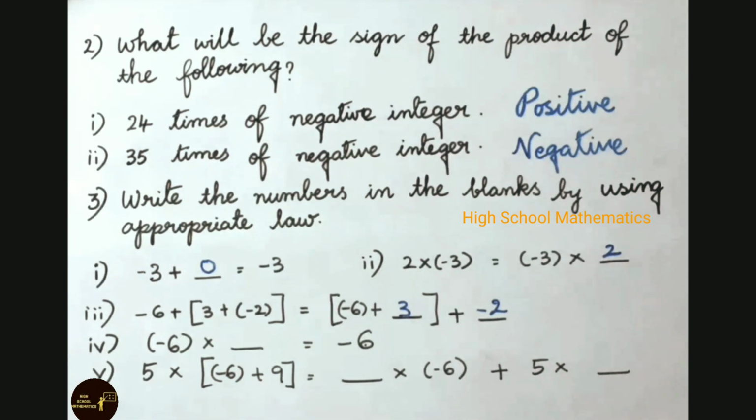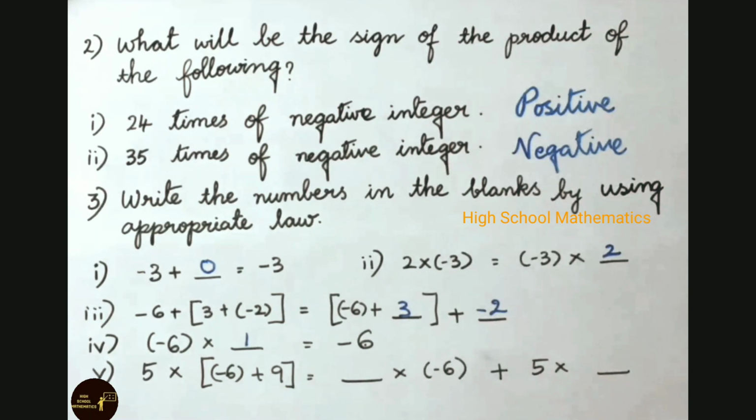See now the fourth one, minus 6 into dash equals minus 6. This is looking like multiplicative identity, a into 1 equals a. Therefore minus 6 into 1 is equal to minus 6.